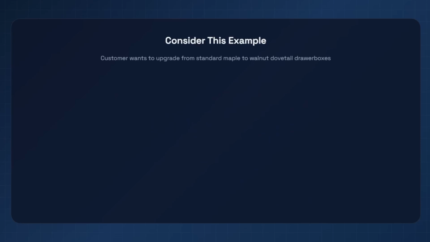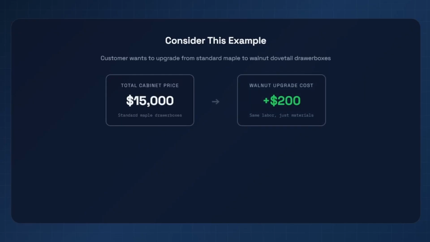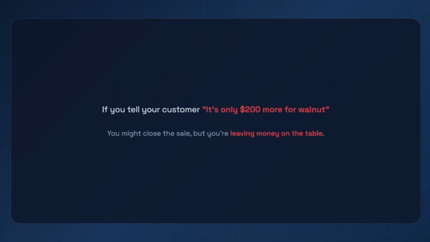Consider this example. You're quoting a kitchen with a total cabinet price of $15,000. The cabinets currently have standard maple drawer boxes. The customer asks about upgrading to walnut dovetail drawer boxes. The actual cost difference for walnut is only about $200 more in material. The labor is identical. If you tell your customer it's only $200 more for walnut, you might close the sale, but you're leaving money on the table.